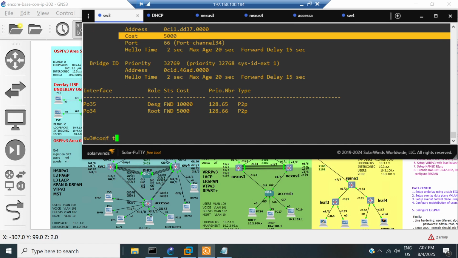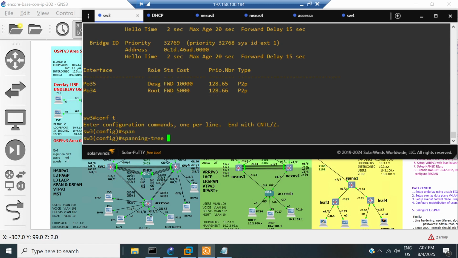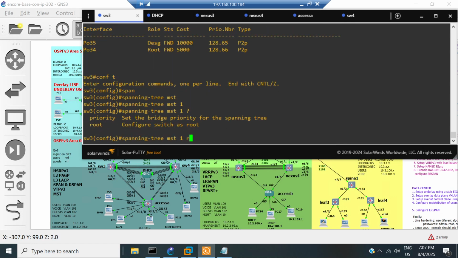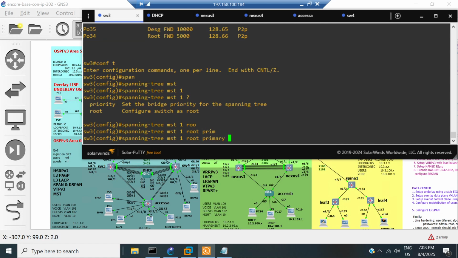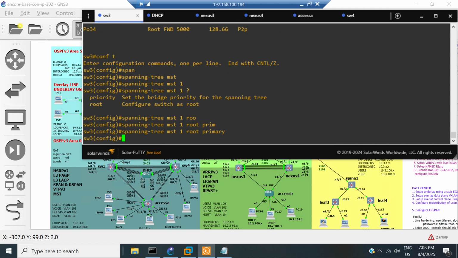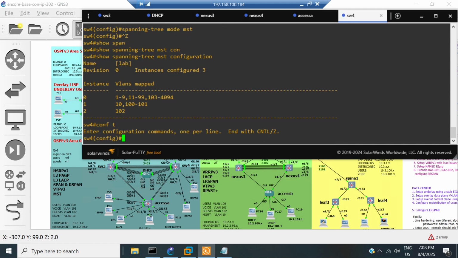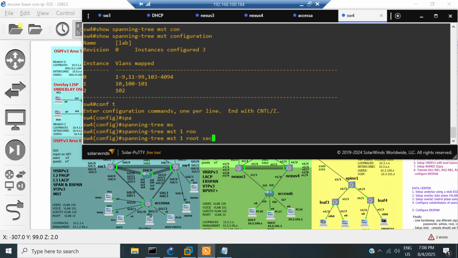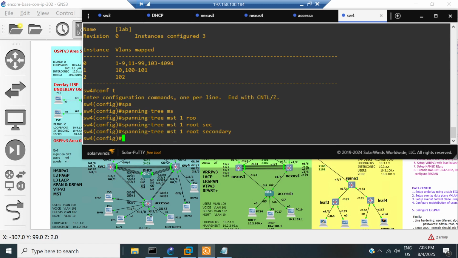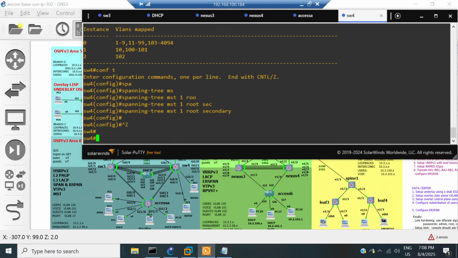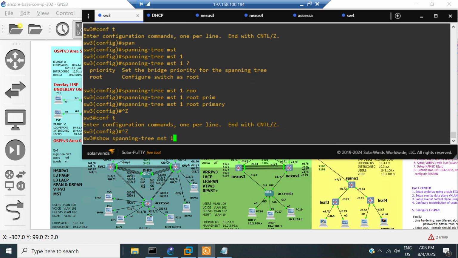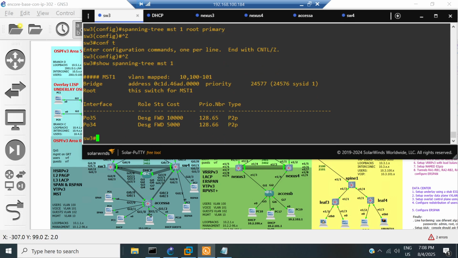So I have to issue another command. Spanning tree MST 1. I want this to become the root primary. And for the same instance, I want this other switch, spanning tree MST 1 root secondary. I want my distribution switch to be the root primary and root secondary. In this case, for instance 1, the root is this switch.